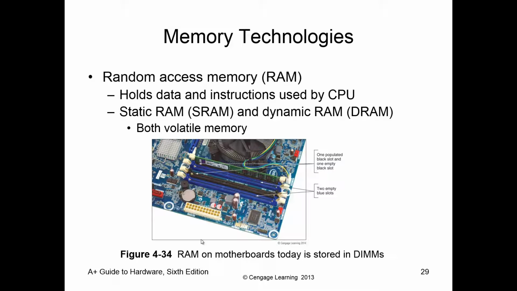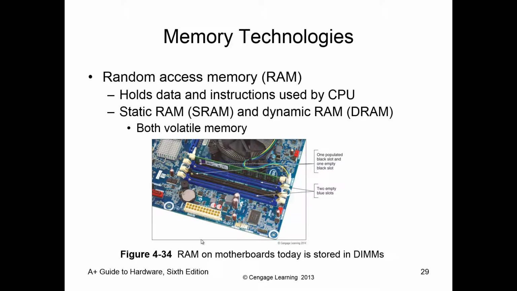Now we have to talk about two types of memory, and that is static RAM or dynamic RAM. Remember, both are volatile, which means if there's no power, there's nothing there. However, static RAM functions differently than dynamic RAM. Dynamic RAM functions where it can be dynamically changed on the fly. Static RAM cannot. So when we talk about our typical desktop memory, we're talking about dynamic RAM or DRAM.